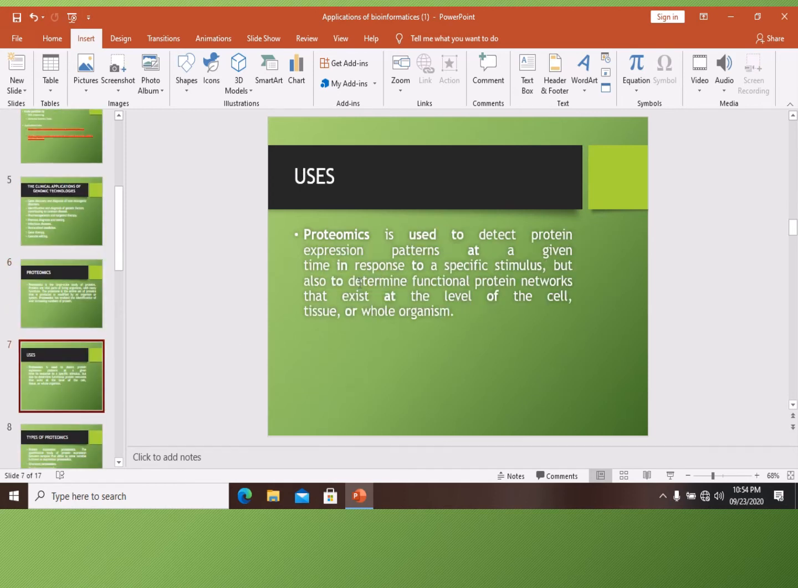So proteomics is used to detect protein expression patterns at a given time in response to a specific stimulus, but also to determine functional protein networks that exist at the level of the cell, tissues, or a whole organism. So these are the uses of proteomics, and you will have a better idea about this than me.